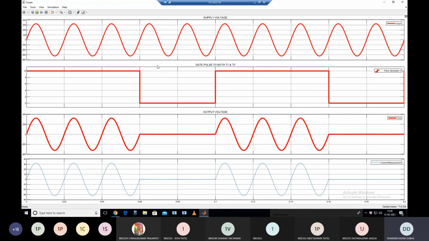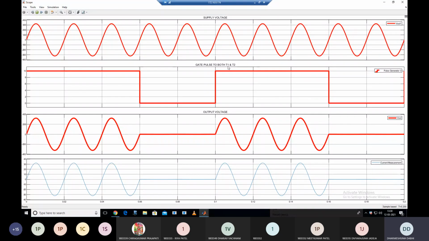So now we can see that a total of 10 cycles is shown here because I took the period of 0.2 second. Clear? In 0.1 second, 5 cycles of the supply are complete: 1, 2, 3, 4 and 5 here. That is 0.1 second. Clear? The second trace is the gate pulse provided to both T1 and T2.